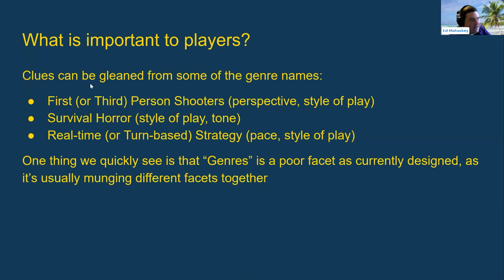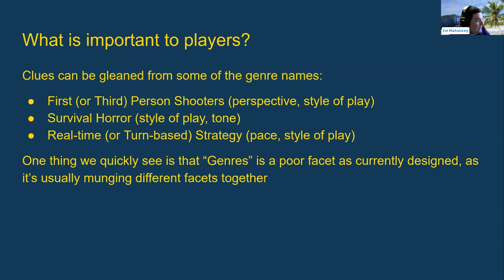So what is important to players? Clues can be gleaned from a variety of sources. One of the ones I liked was looking at the actual genres, both the old and some of the newer ones. You have some that are called, for example, first or third person shooters. And this is actually combining 2 different facets. It's the perspective. Are you the point of view in a first person game? Or are you looking over your shoulder or from a fixed camera angle, a third person perspective? And then the style of play. This is a game where you're just going around shooting things.